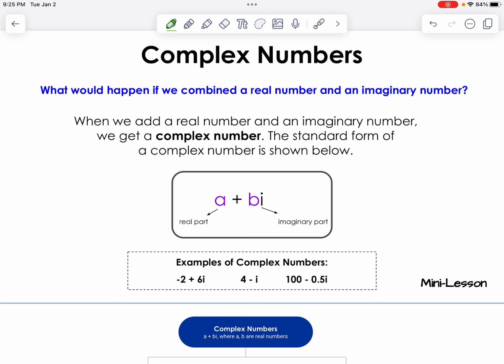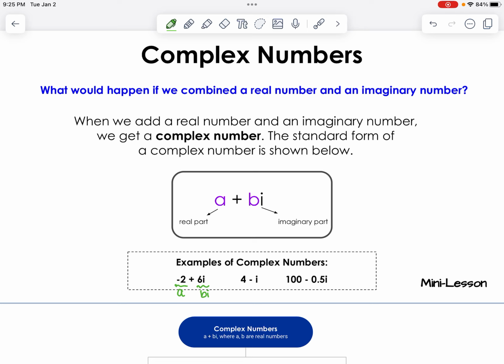Now, this is also what we consider to be standard form. So when you write a complex number, it is proper math notation to always write the imaginary term last. Real first, then imaginary. Some examples of complex numbers are down below. We've got -2 plus 6i. In this example, -2 is the real part, and 6i is the imaginary part.